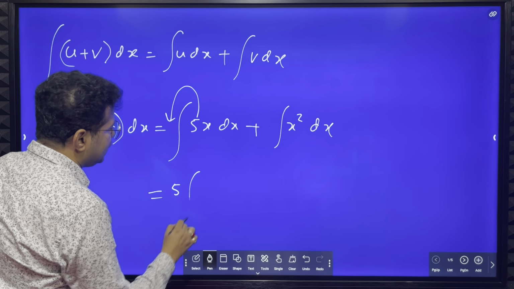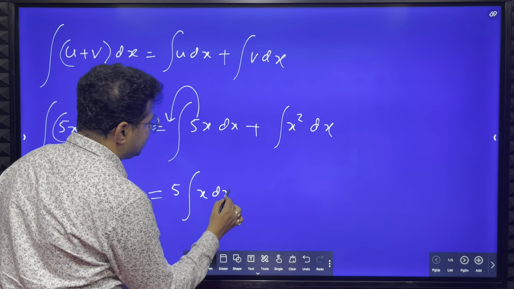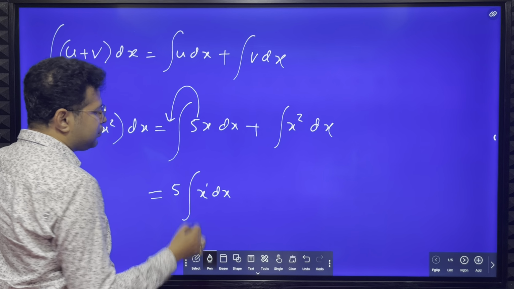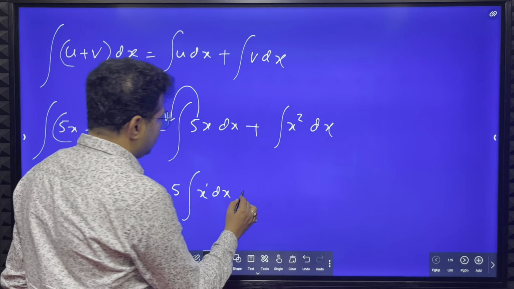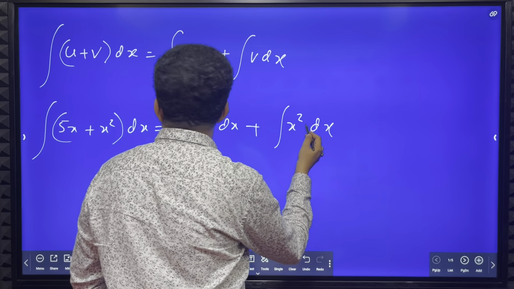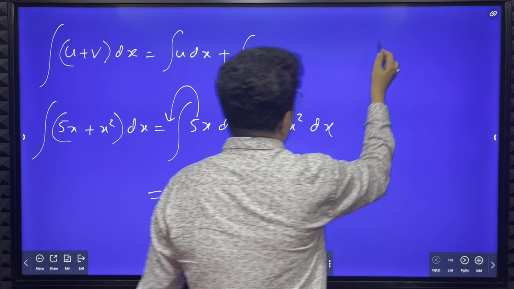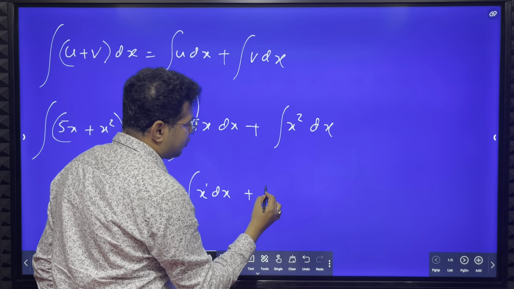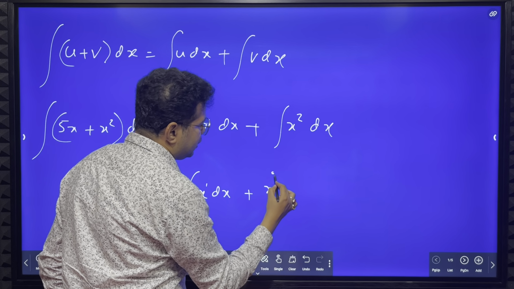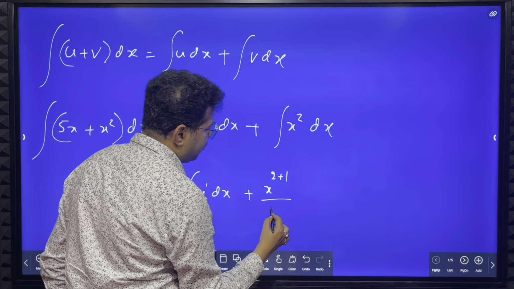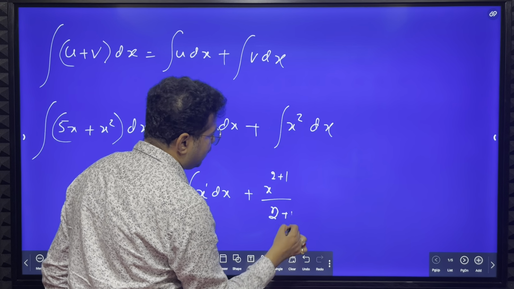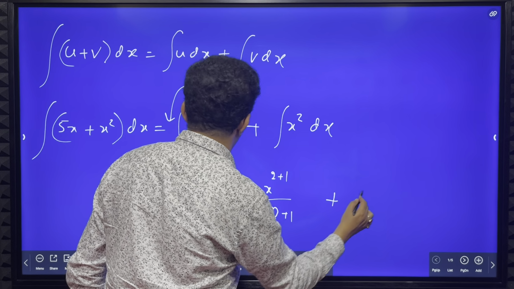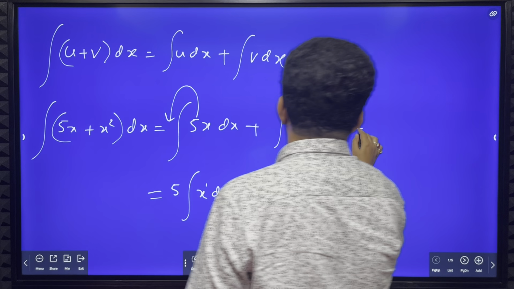5 into integration of x dx. What is integration of x? x means x power 1 is there, correct? Plus integration of x square with respect to x. It is in the form of integration of x power n. What is the formula? Integration of x power n is equal to x power n plus 1 divided by n plus 1, plus c. Plus c you have to add everywhere.